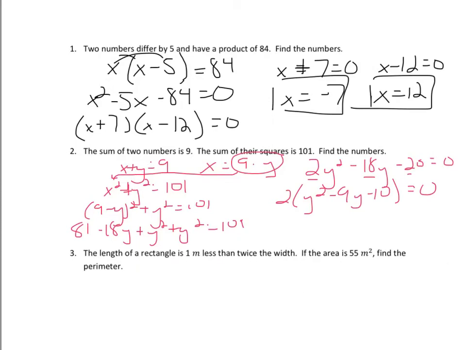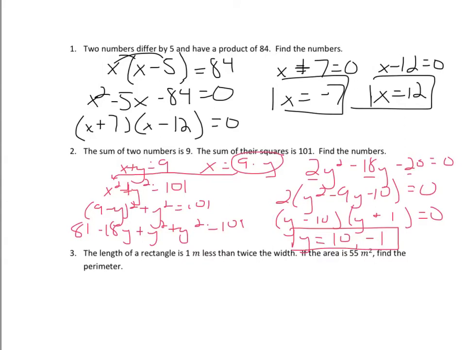Now we can factor this, and we'll have y and a y, multiply to negative 10, add to negative 9, so we'll have a minus 10 plus 1. So y is going to be equal to 10 or negative 1. You could double check your answer. Once you get to this point, you get your answers. Make sure it makes sense in the problem.